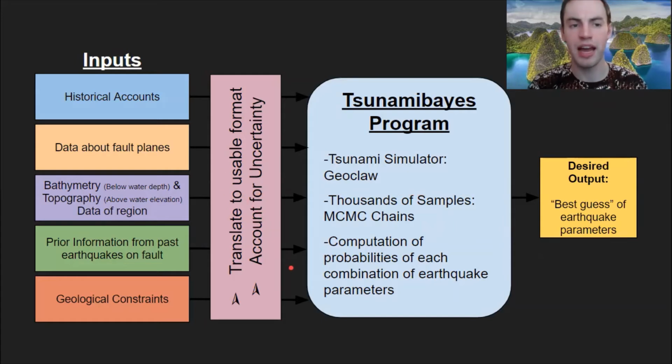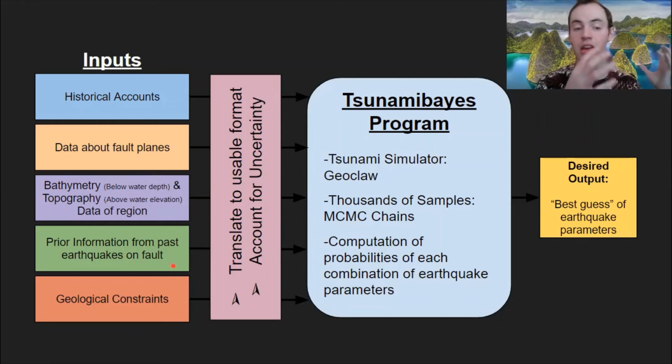In order to accomplish that, we need quite a few inputs. We need the actual historical accounts from various regions around this event of people that wrote things down in newspapers or whatever it might be. We need data about the actual fault plane, so the tectonic plates and their interface, the geometry of that, other characteristics. We need to have the bathymetry and topography data of that region.